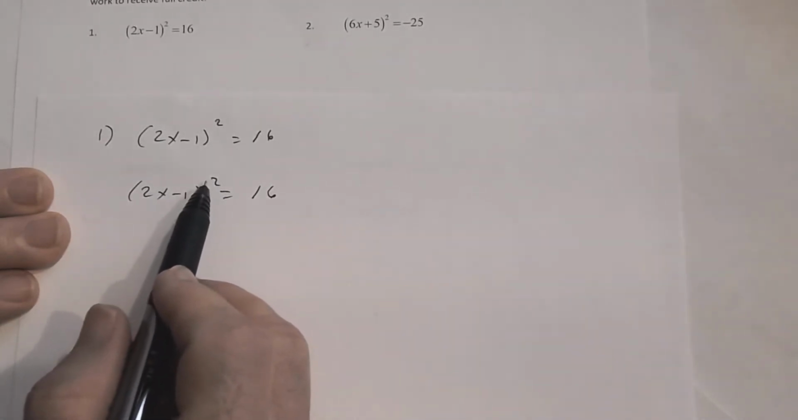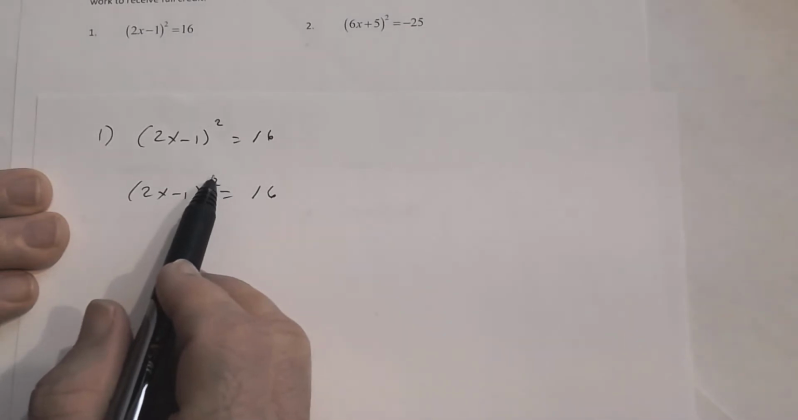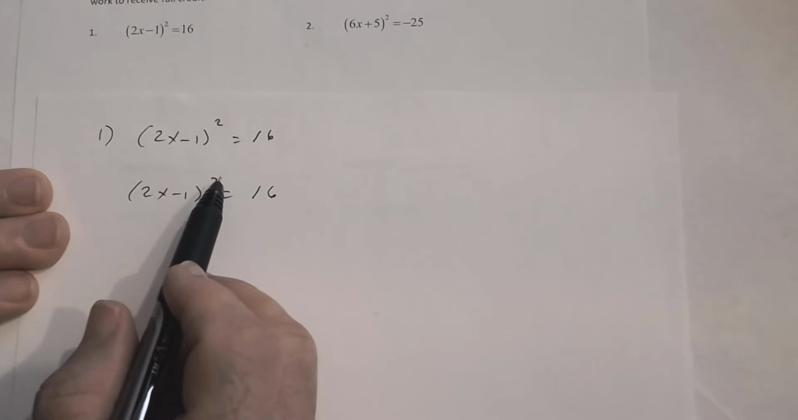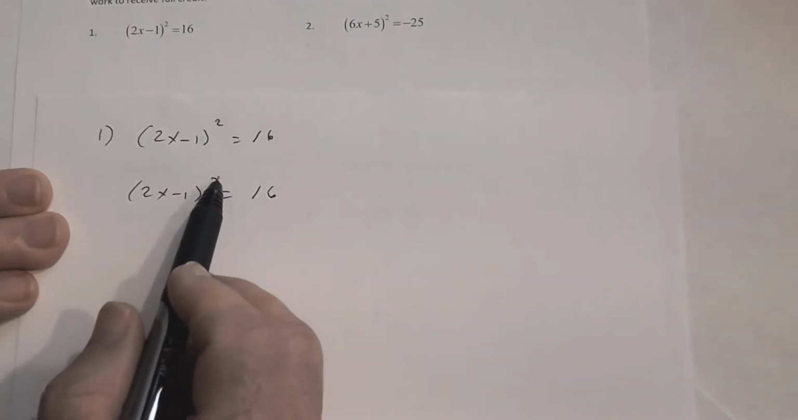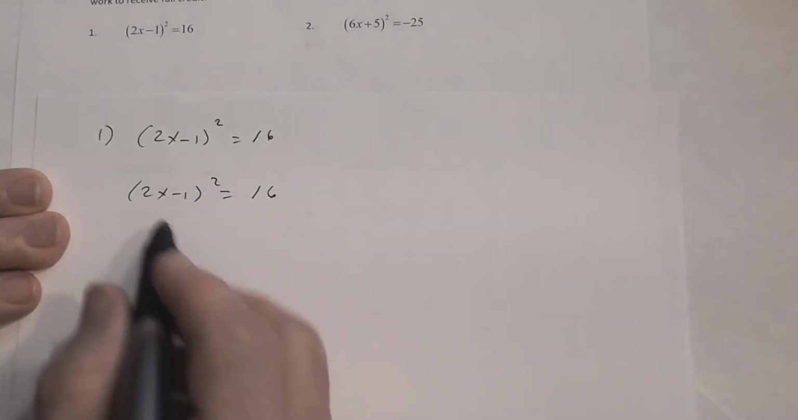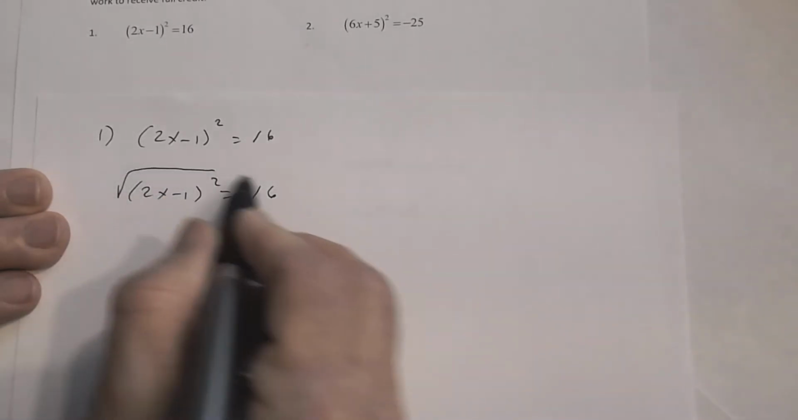And then the opposite of squaring, just like when you solved a square root equation, you squared both sides. Here I'm squaring this binomial. I've got to get this binomial by itself. So the opposite of squaring is to take the square root of both sides.